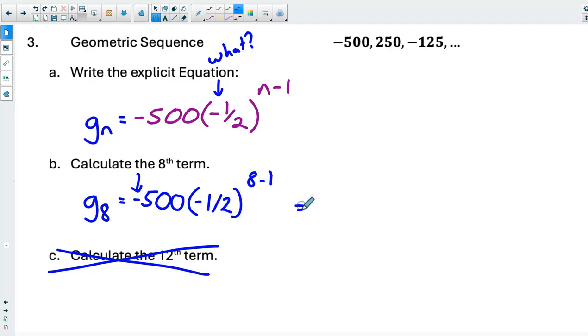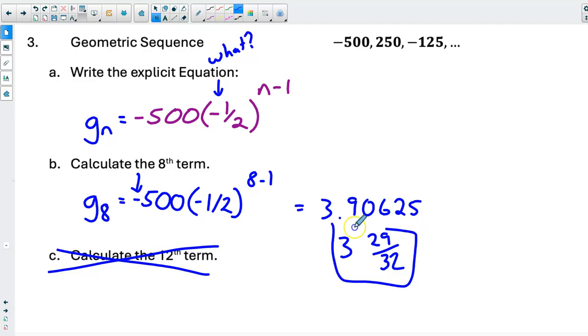And when I calculate that, I don't remember the number off the top of my head, so I'll just type it in. You do end up with 3.90625, which I'm going to change to 3 and 29/30 seconds. This is the answer I truly want to see.